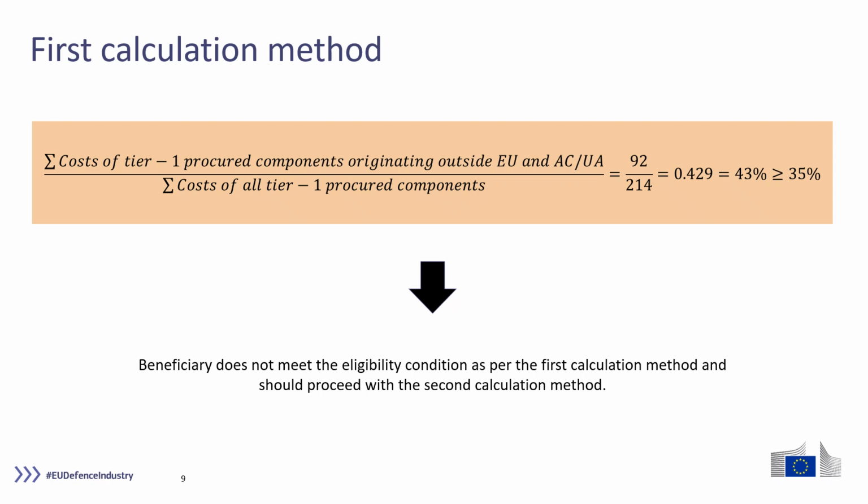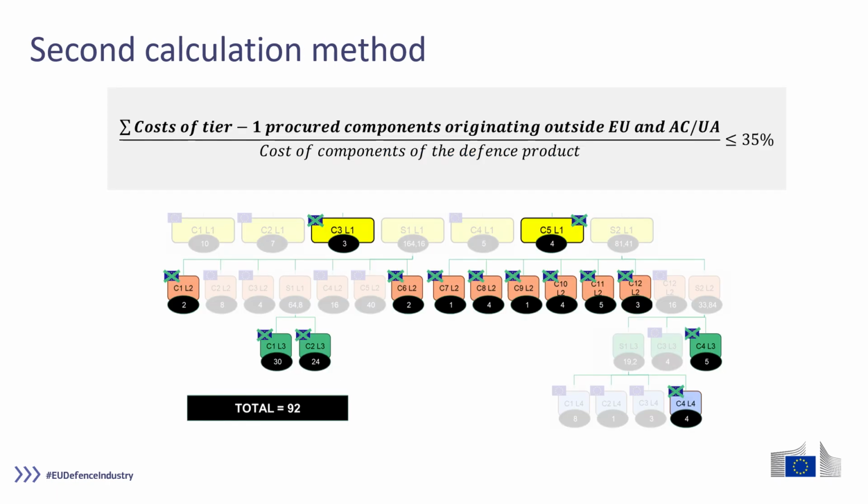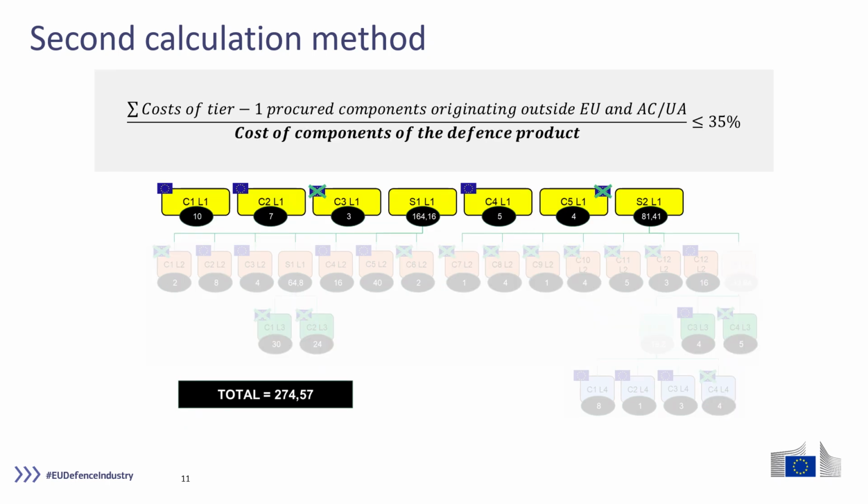Since this exceeds the threshold of 35%, the applicant does not meet the eligibility condition as per the first calculation method. In this case, the applicant should proceed with the second method. To calculate the numerator for the second method, you can follow the same steps as with the first method. As I noted before, what differentiates the two calculation methods is the denominator.